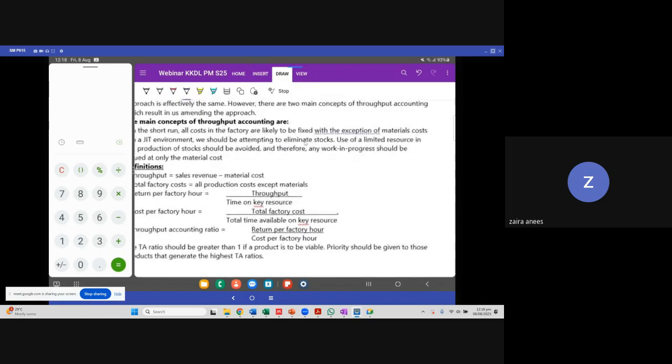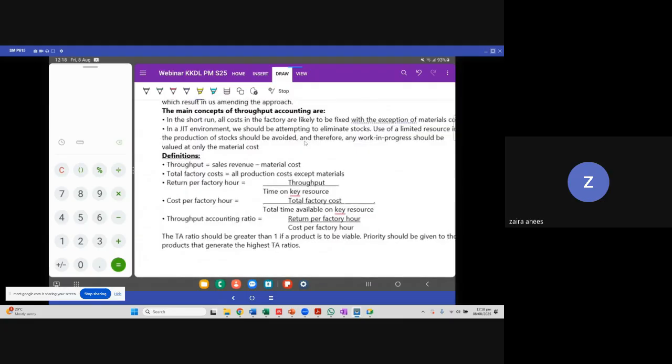Let me brush up the main ideas of throughput costing. In throughput costing, instead of calculating contribution, we calculate throughput per unit, and throughput per unit is generally calculated by deducting the material cost from the selling price, taking the difference between these two. Why? Because we believe that material is the only thing which is variable. Everything else is fixed, whether it's labor cost, variable overhead, or fixed overhead.